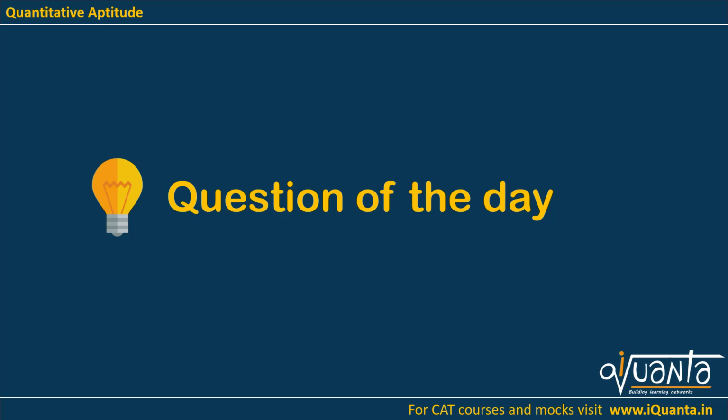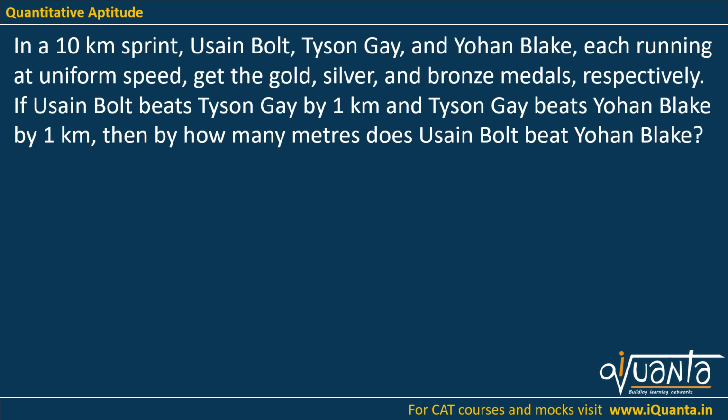Hello everyone. Today's question of the day is based upon time, speed, distance. We'll be solving a question on races. So the question is, in a 10-kilometer sprint, Usain Bolt, Tyson Gay and Johan Blake, each running at uniform speed, get the gold, silver and bronze medals. So that means Usain Bolt comes first, Tyson Gay second and Johan Blake third, respectively.